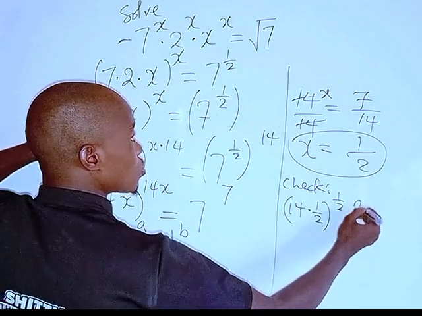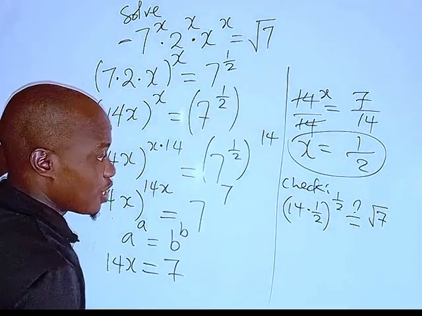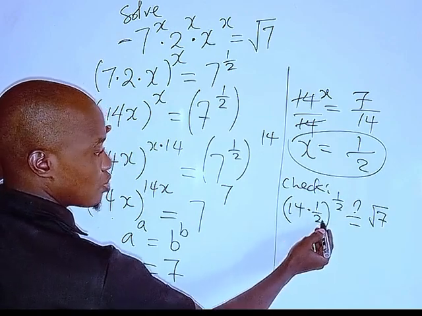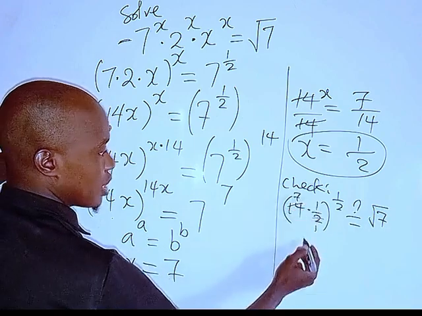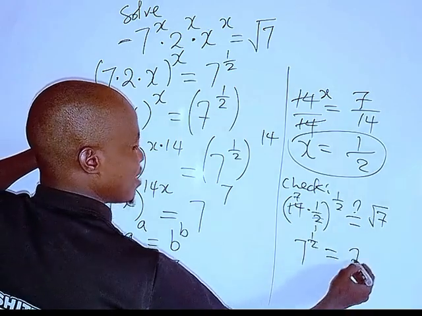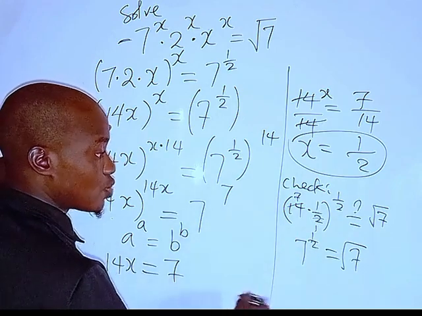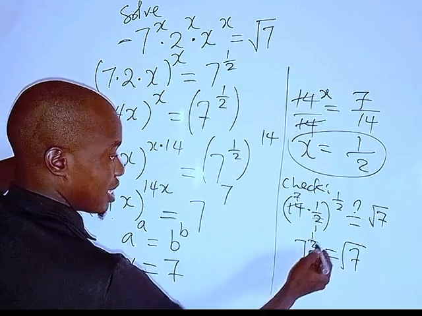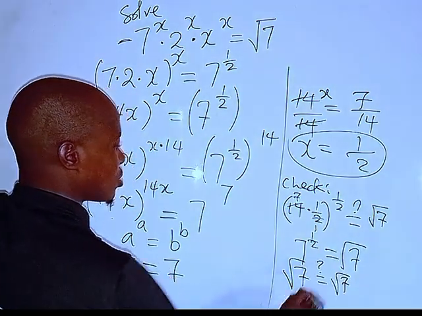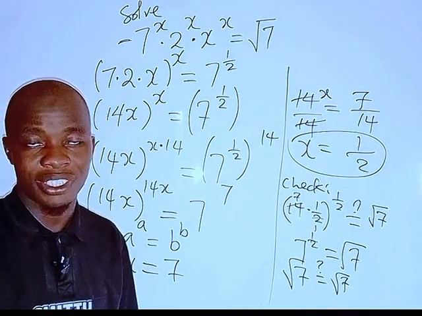Now, is this going to give us root 7 or 7 to the power of 1 over 2? You can see that here 14 times 1 over 2, 2 here 1, 2 here 7. So you can see that we have 7 to the power of 1 over 2. If we want to write this 7 to the power 1 over 2, we can write it as root 7. You can see that root 7 equals root 7, which shows that the value of x we got is right and there is nothing wrong with the question.